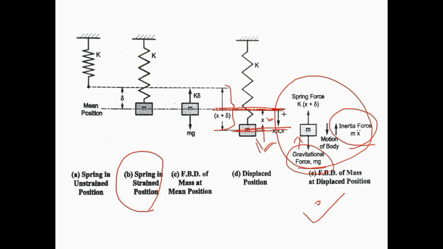So if we choose downward forces as positive and upward as negative, then from this free body diagram we can write: minus m x double dot minus k into (x plus delta) plus mg is equal to 0. Here, as per D'Alembert's principle, the summation of forces along with the inertia force is 0.